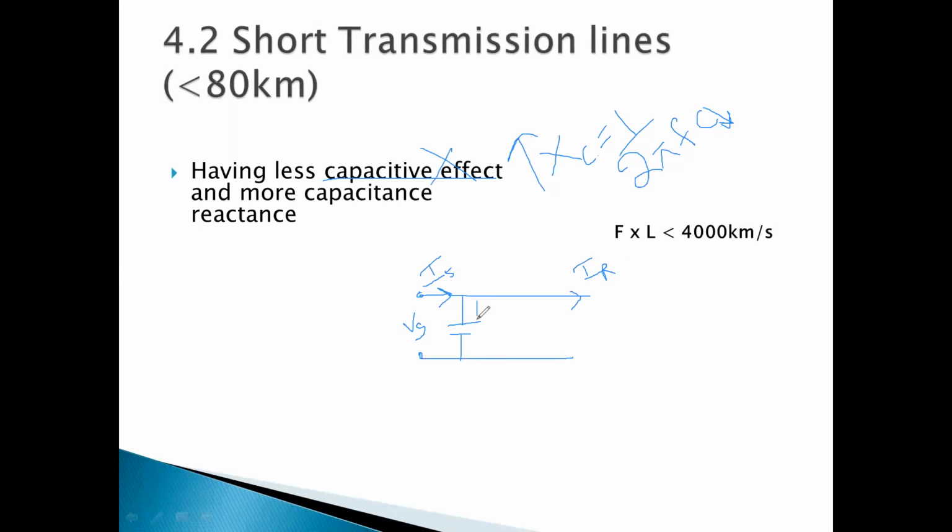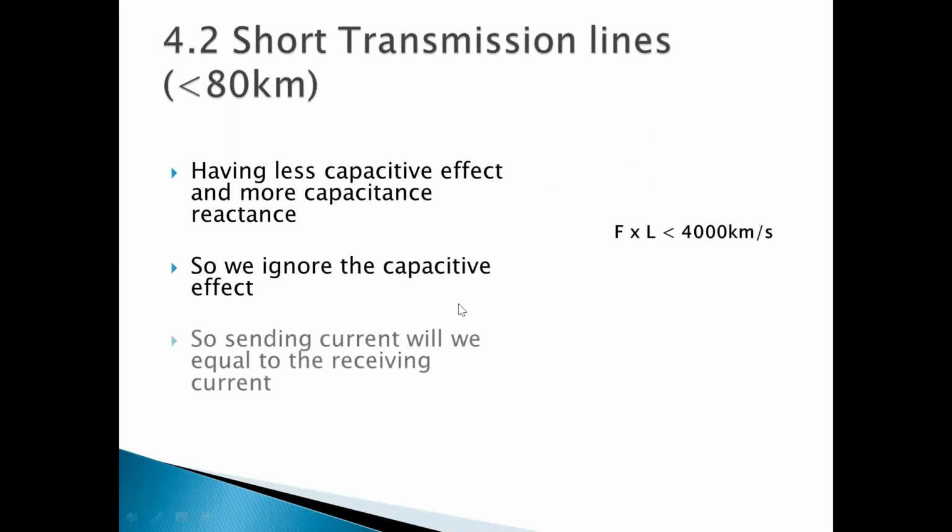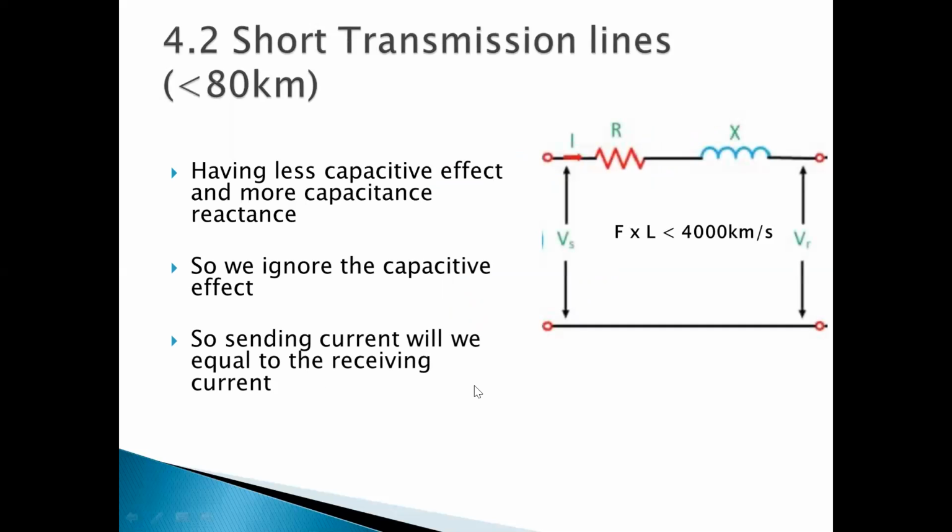So then there will be some current flow in ground through a capacitor of our circuit, of our model, as we ignore the capacitance over here. So we can say that the sending end current is equal to the receiving end current. This is the important point of short transmission lines, because you ignore the capacitive effect. Okay, I explained it. So sending end current will be equal to receiving end current.